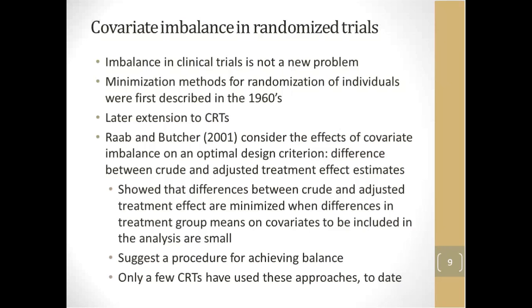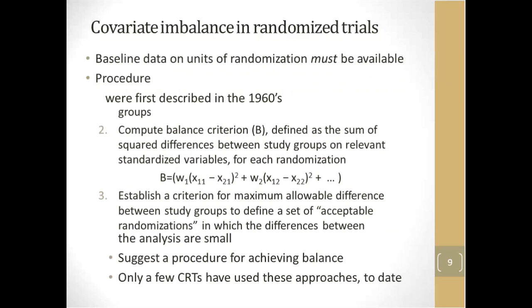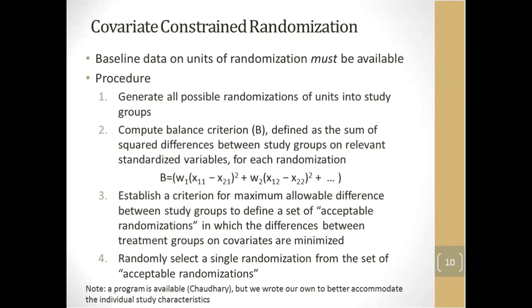And they suggest an actually fairly simple procedure for achieving balance. To date, however, there have only been relatively few cluster randomized trials to actually use these kinds of procedures, at least in the literature. I think part of the issue is having data at the time of randomization. So, now I want to describe the procedure of covariate constrained randomization.